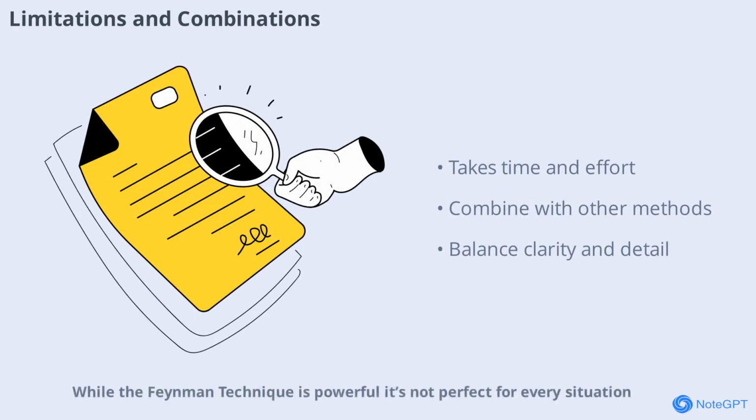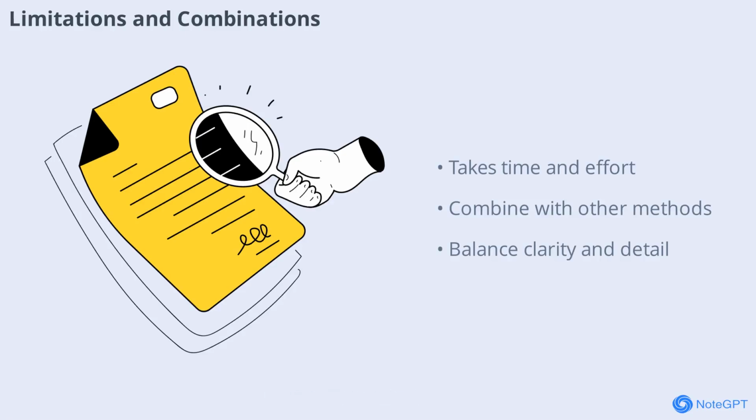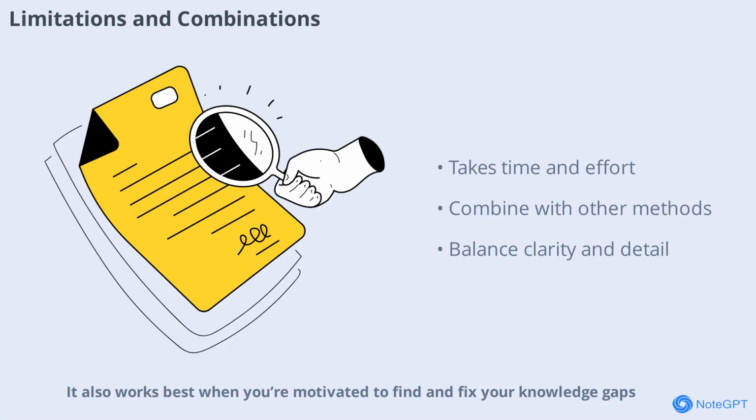While the Feynman technique is powerful, it's not perfect for every situation. It takes time and effort, and some topics may lose important details if oversimplified. It also works best when you're motivated to find and fix your knowledge gaps. For rote memorization like vocabulary, you might need other methods too. Many experts suggest combining the Feynman technique with strategies like spaced repetition, retrieval practice, and dual coding for even better results.